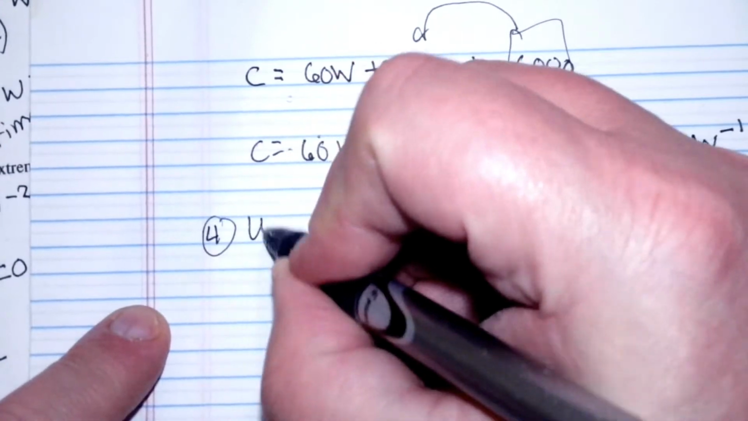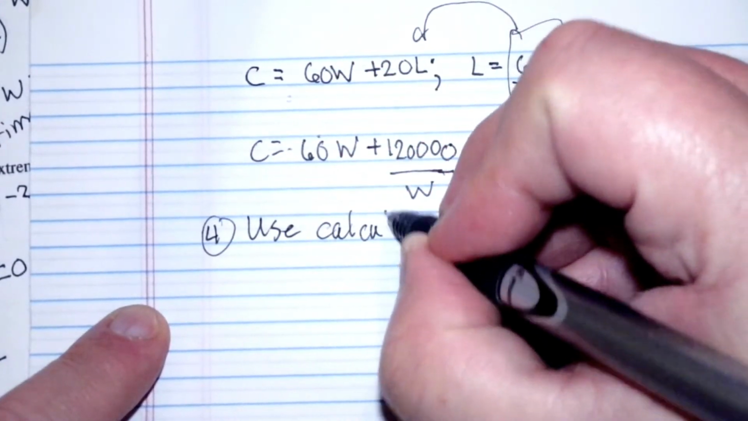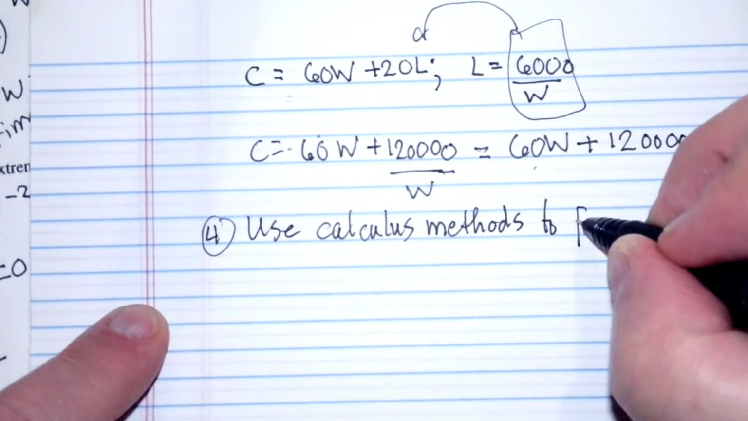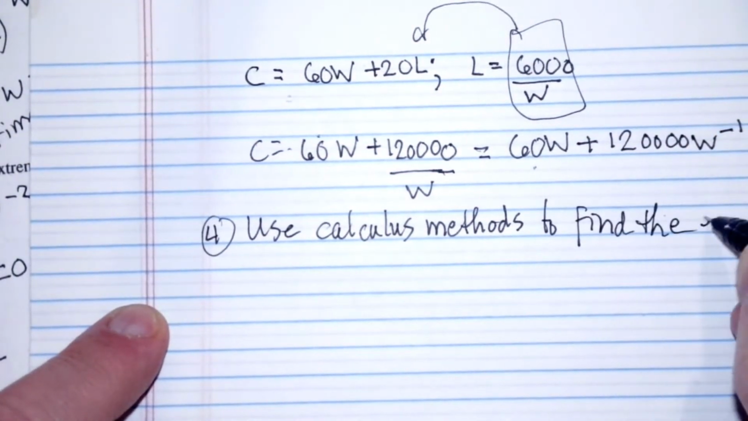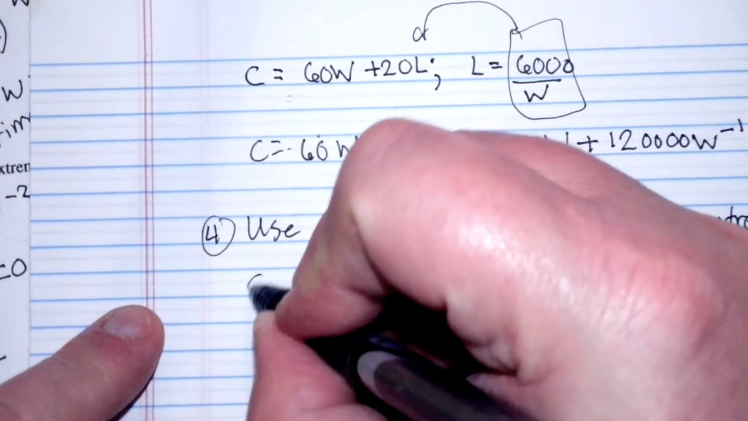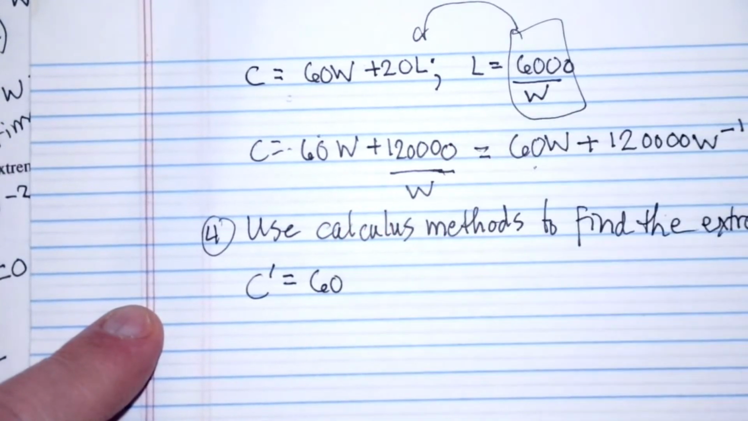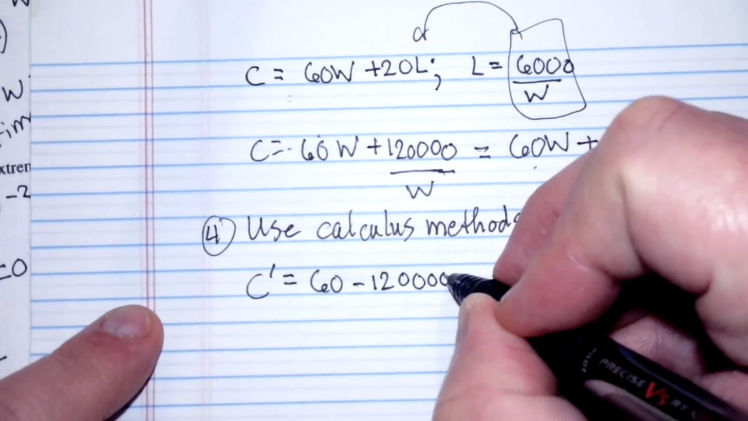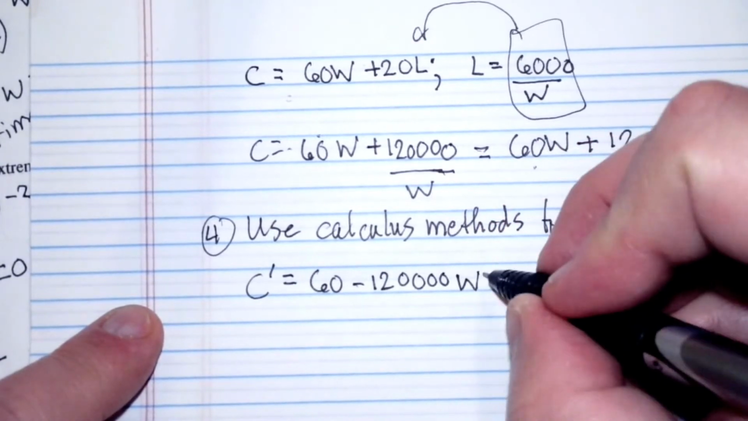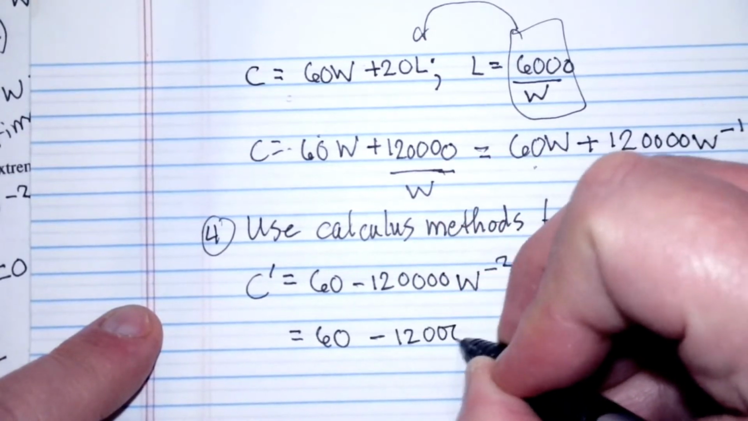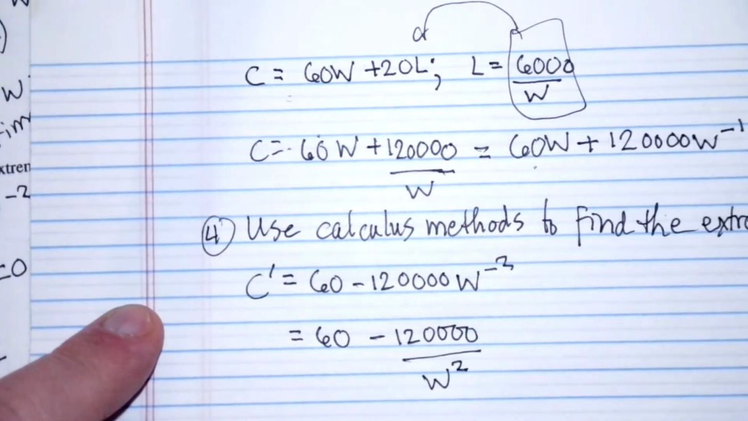So step 4 is to use calculus methods to find the extrema. Well, you know what that means. We need to find the derivative, find the critical numbers, and work from there. So C prime is equal to 60. We're differentiating with respect to W. It's 60 minus 120,000 W to the minus 2. Or 60 minus 120,000 over W squared.